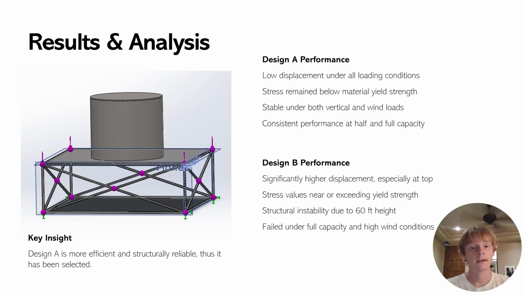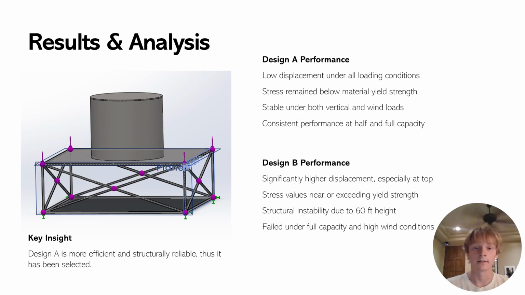For design A, displacement remained very low in all cases, even under full load and increased wind conditions. Stress values also stayed below the material's yield strength, meaning the structure would not fail. For design B, the results were significantly different. Because of the 60-foot height, the top of the structure experienced much larger displacement. This is due to increased bending caused by both vertical loads and lateral wind forces.